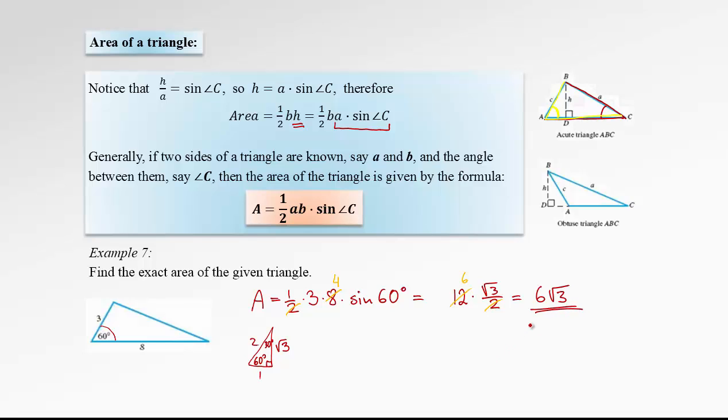Wow, that's great. We have the exact area of a triangle without knowing its height at all. The approximate value of it is 10.4, rounded to one decimal place. But we prefer the exact value if possible. So let's enjoy this trigonometric version of the formula for the area of a triangle.